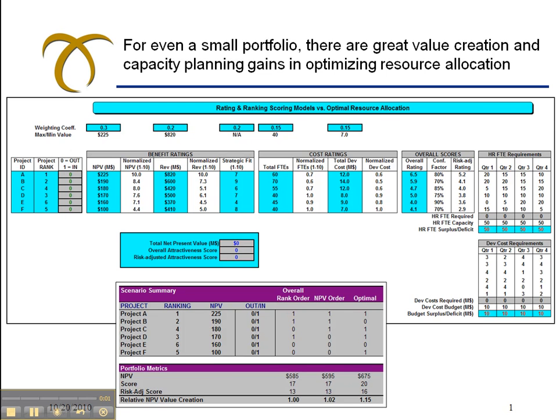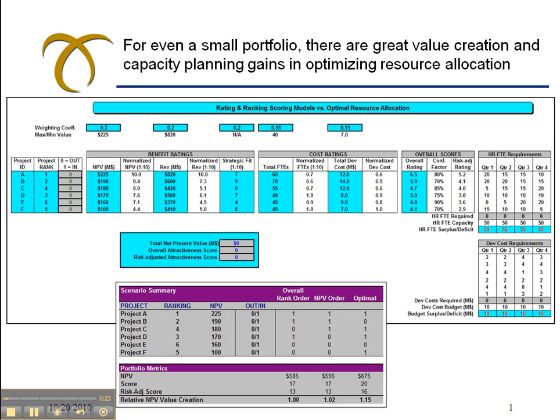In part one of our comparison between rating and ranking type scoring approaches and true resource supply and demand optimization, we saw that even for a very small set of projects, in this case 6 projects we were considering, we could have as much as a 15% increase in NPV value creation.